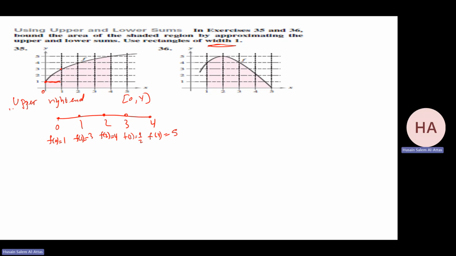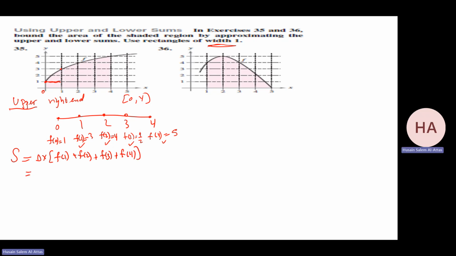So I want to use the upper. In this interval, choose this. In this interval, choose this. I'll choose the bigger one since the function is increasing, if I want to use the upper, right? So let me call it capital S. That will be delta x times f of 1 plus f of 2 plus f of 3 plus f of 4.